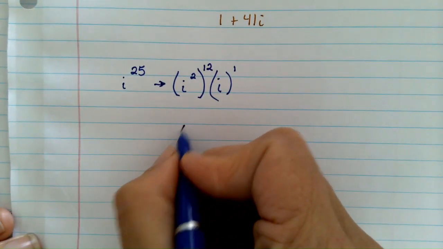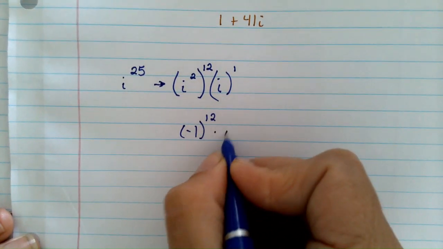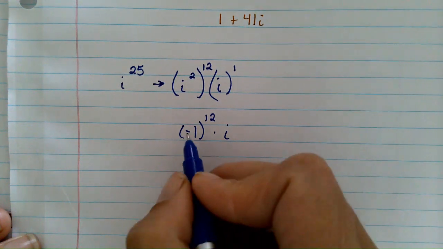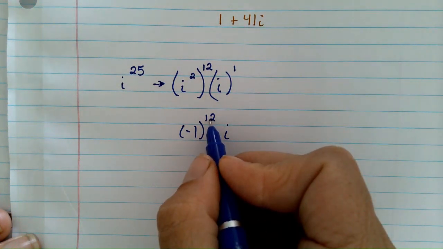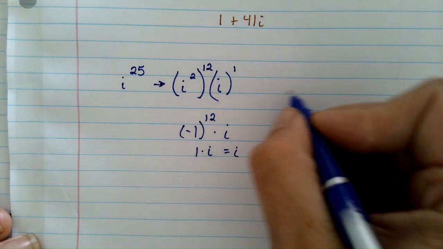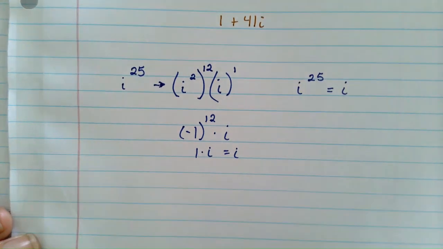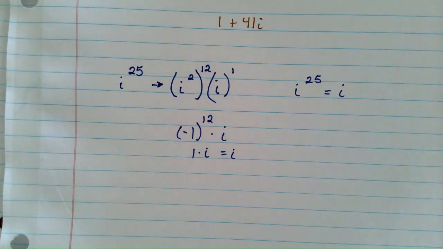So we would have negative 1 to the 12th power times i, and anything to an even power is positive, so that would give us 1 times i, which is i. So i to the 25th equals i. If you cannot do that, if you cannot use your exponent rules, here is your fail-safe.